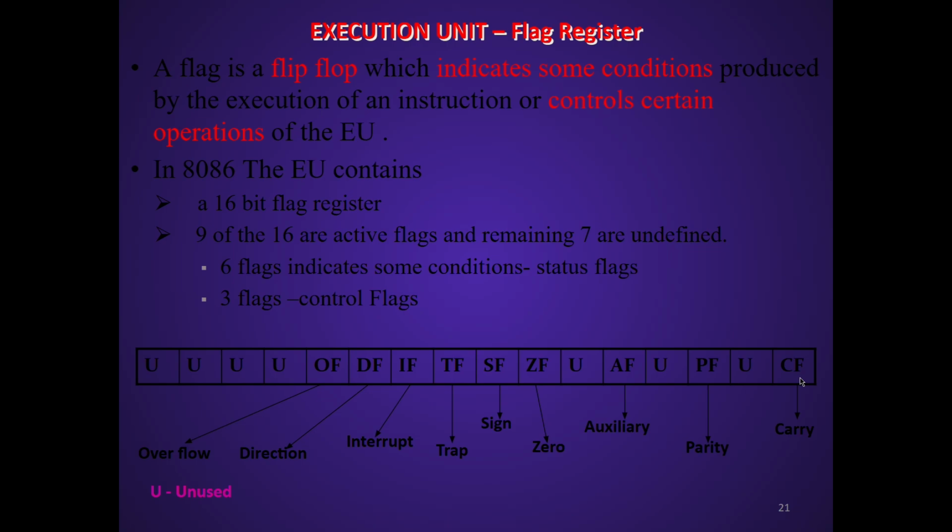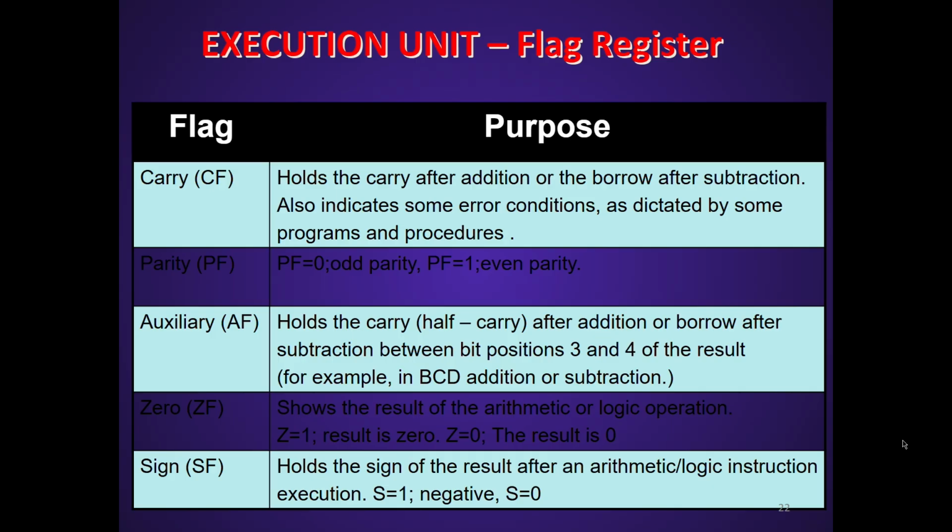and carry flag. Whenever conditions occur, such as trap or sign or direction or zero or overflow or carry, these are the flags which indicate the status of the particular condition. And the control flags are interrupt, auxiliary and parity. So what are they? We will see.